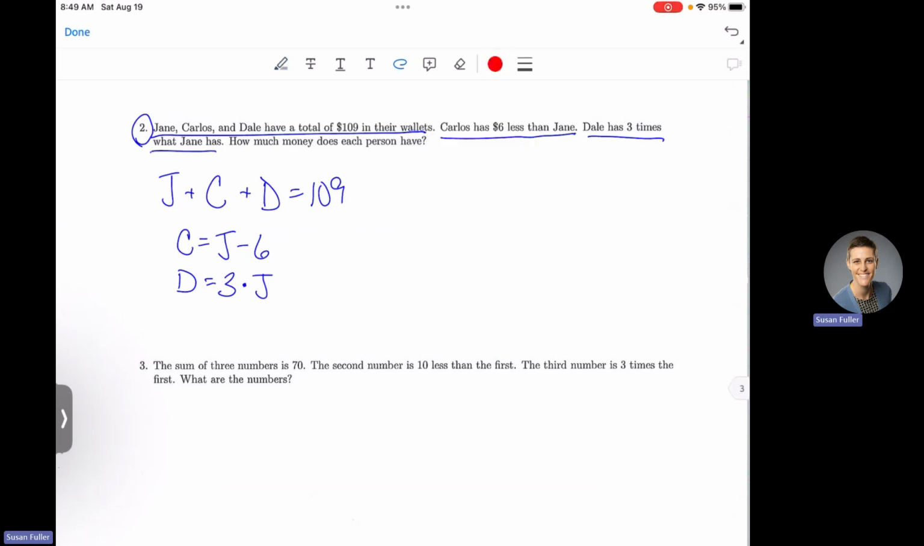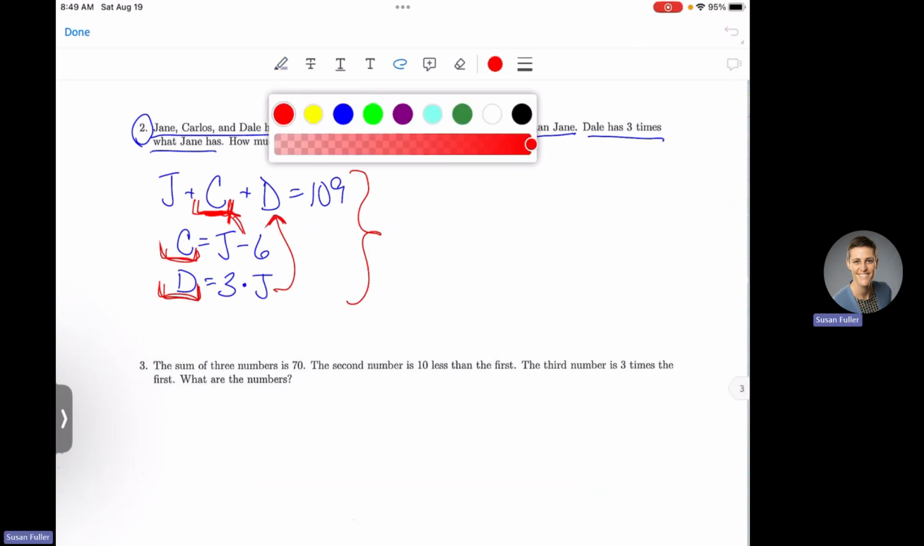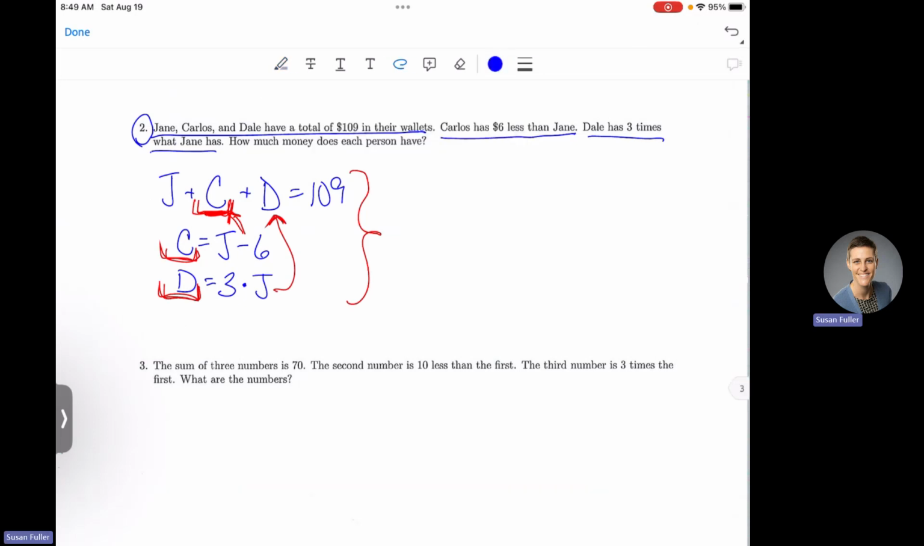Okay, so I can now put all of these together, right? The goal is to kind of combine these into one equation in one variable. Now, notice that this C, I have a connection here between C and J. So I could take J minus 6 and plug it in for that C. Similarly, this D also has a connection with J, so I can take this 3 times J and plug it in for D here.